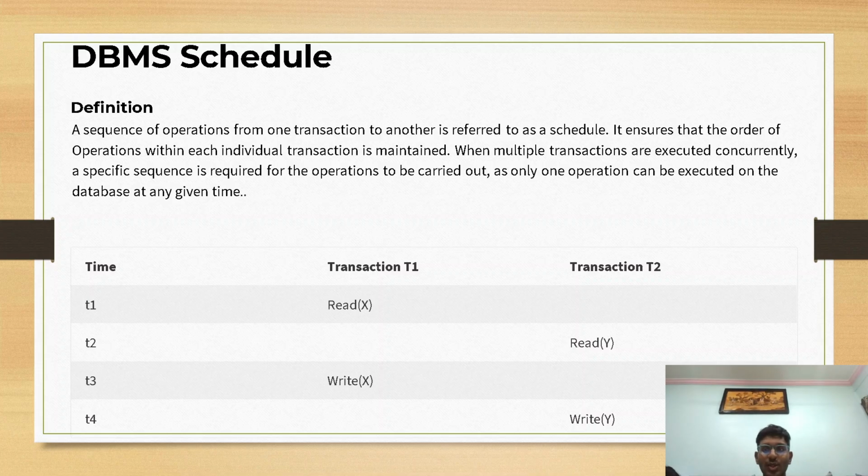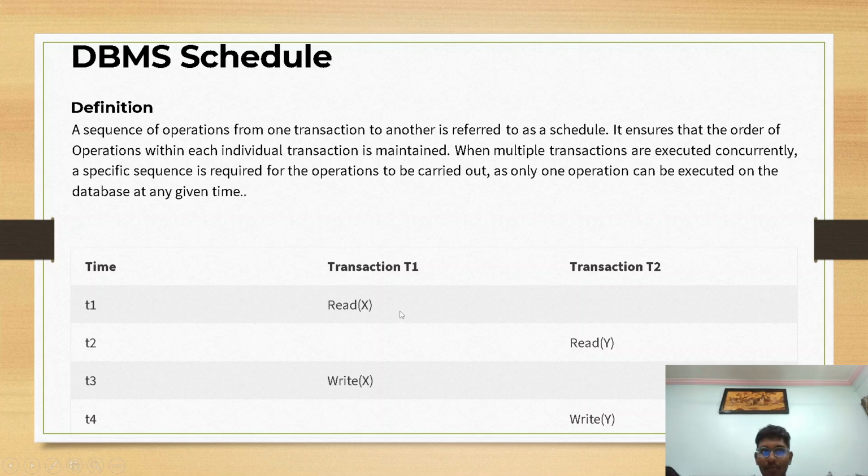When multiple transactions are executed concurrently, a specific sequence is required for the operations to be carried out properly, as only one operation can be executed on the database at any given time. So here is an example where there are two transactions going on concurrently, and at a given time t1, only one transaction operation is happening. Like at t1, transaction T1 inside read X operation is being performed and no operation is being performed on transaction T2. At time t2, read Y is being performed on transaction T2, but not any operation being performed in transaction T1.